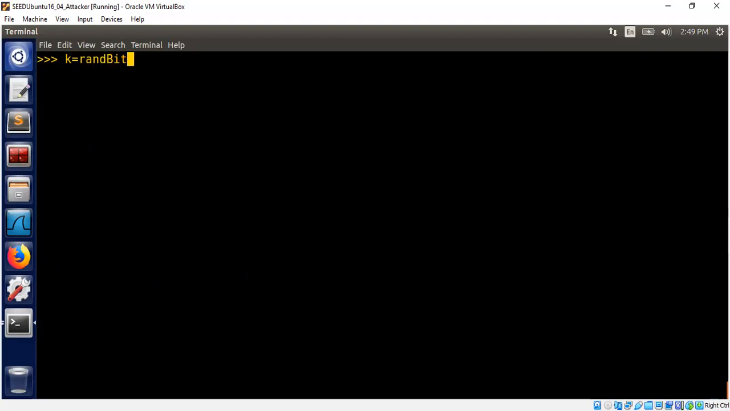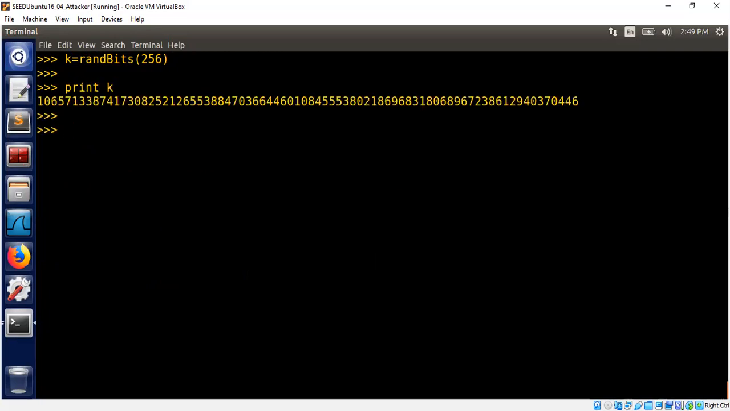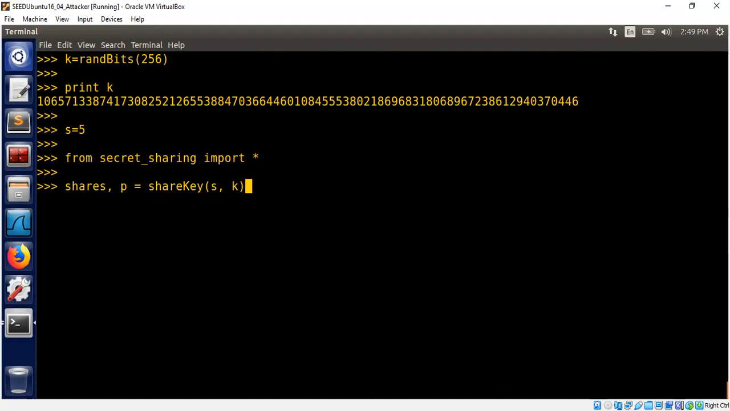First, let's generate a 256-bit random number. So we have a 256-bit random number. This could be your AES key that you're going to distribute among, say, 5 people. Let's do that. From secret sharing, I will import my code and produce the shares and the prime P which we need. And let's say share key among 5 people. The key is the K value.